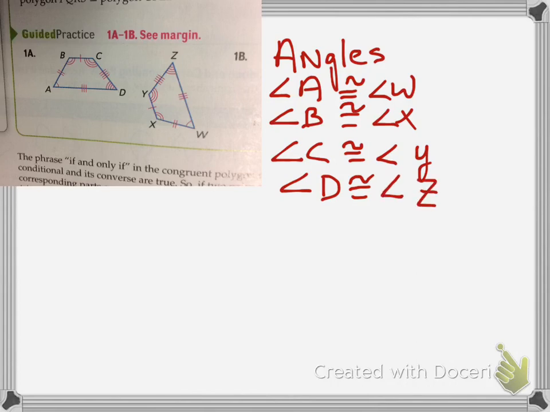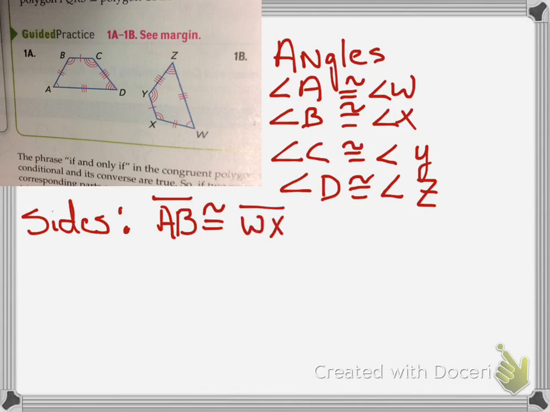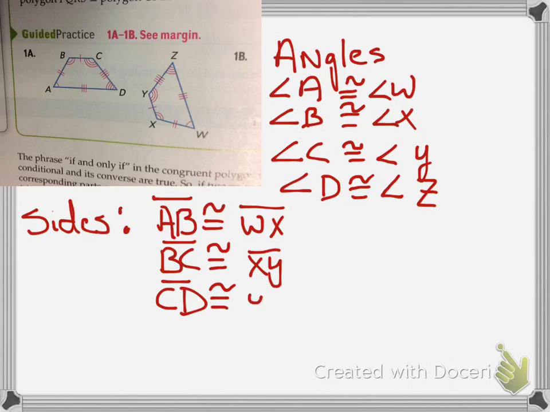Okay, then I have to do sides. Line segment AB is congruent to segment WX. Notice again, A with W, B with X, to keep the same order. You can't switch the order. Let's go with BC is congruent to XY. CD is congruent to YZ. DA, notice how I've gone completely around, is congruent to ZW.